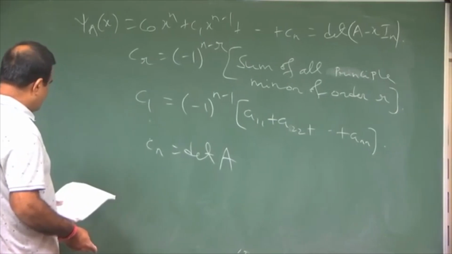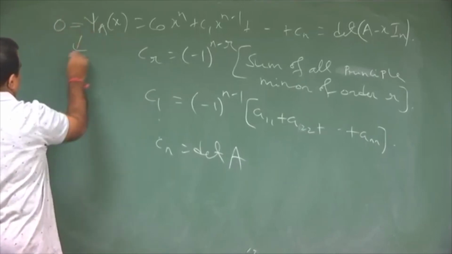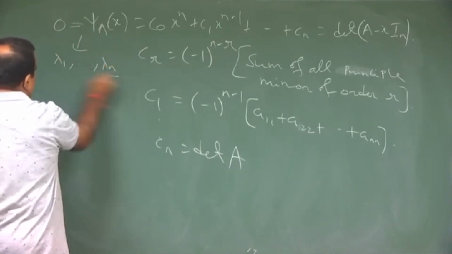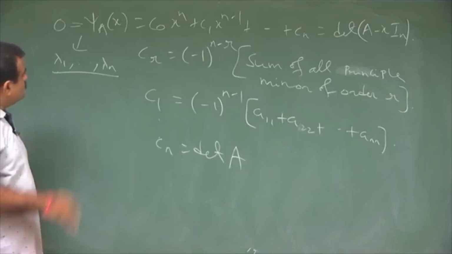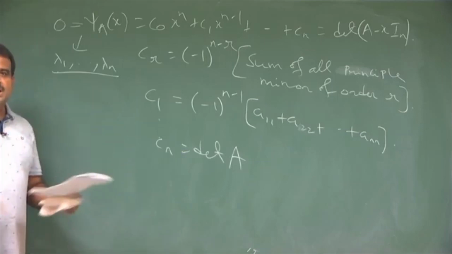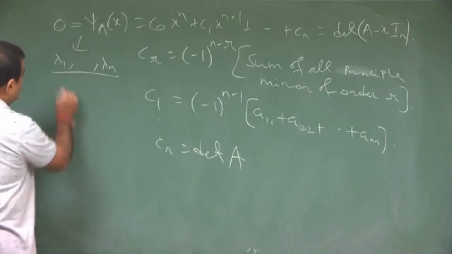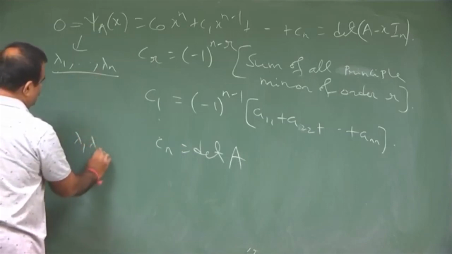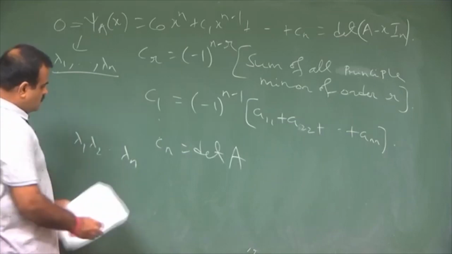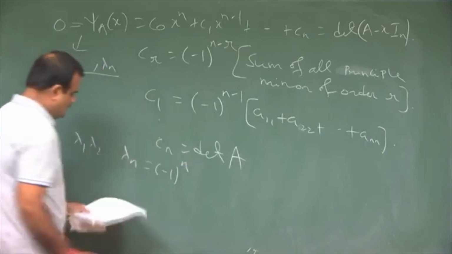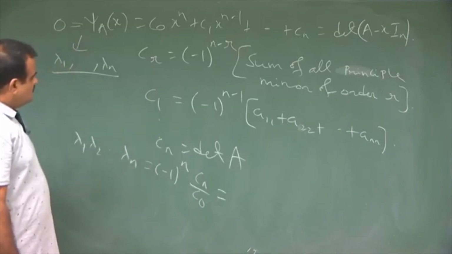Okay. Now, the product of the eigenvalues we know. If we equate this to 0, then this will give us the eigenvalues. This is an n degree polynomial, so it has n roots, which could be real or imaginary, but it has n roots. So, these are the roots. Now, the product of the eigenvalues, lambda 1, lambda 2 and so on, we know the product of the roots is minus 1 to the power n C n by C 0. This is the formula we know. Now, C n is the determinant of A.